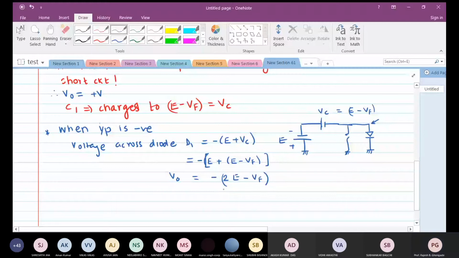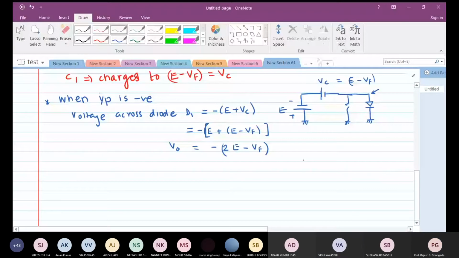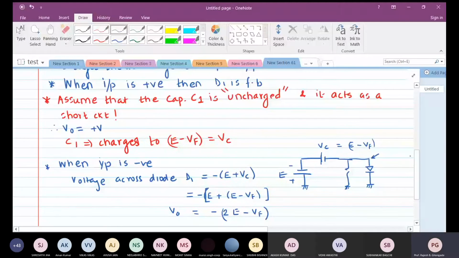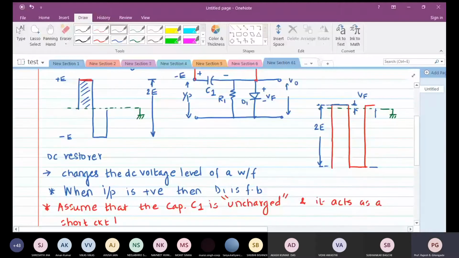Agreed? Do all of you agree to this? It is a series connection of batteries. Do you agree to this? Yes, sir. So what will be the output voltage for the negative half cycle? This value, with respect to ground, this value will be what?